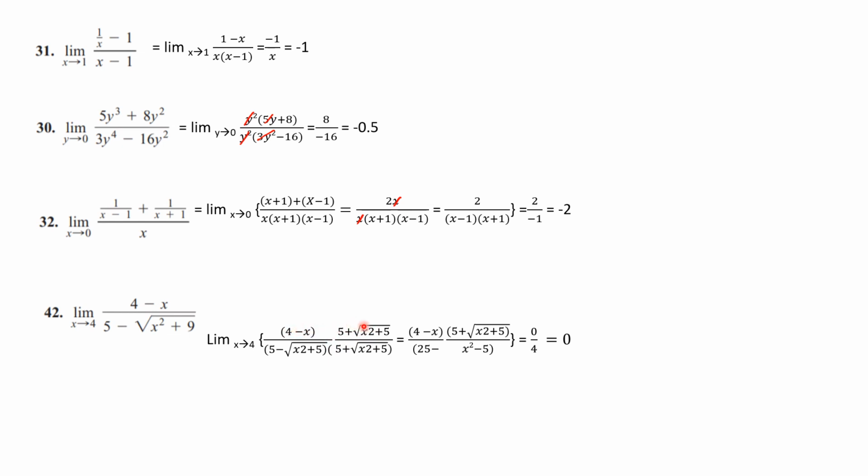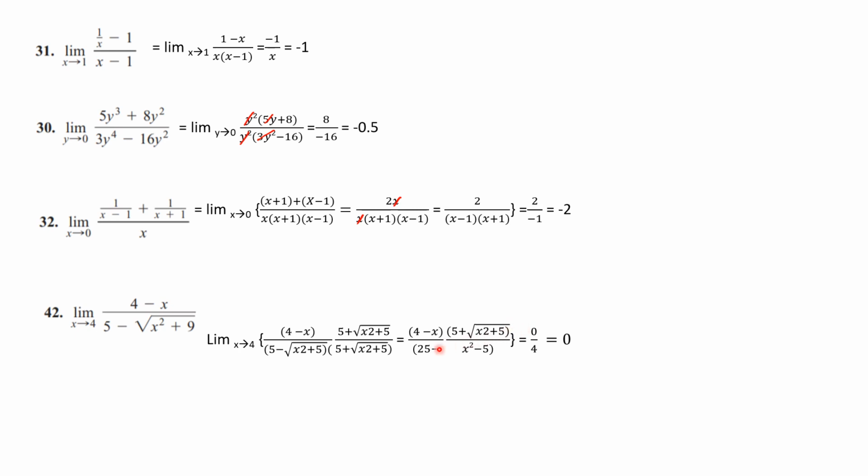Now we could just do the math, and if we do the math, we get (x minus 4) multiplied by (5 plus the square root of x squared plus 5), but in the denominator we're going to have just 25 minus (x squared minus 5). And if we apply the limit as x approaches 4, then we're going to get 0 from the first bracket, and that cancels everything, so the numerator will be equal to 0.